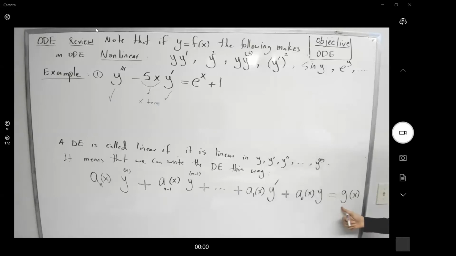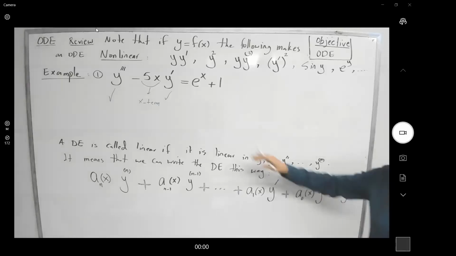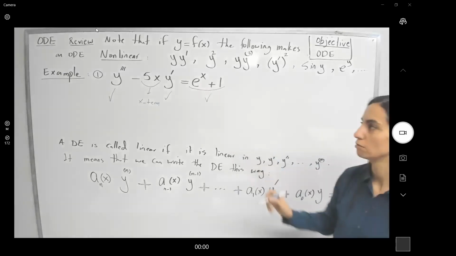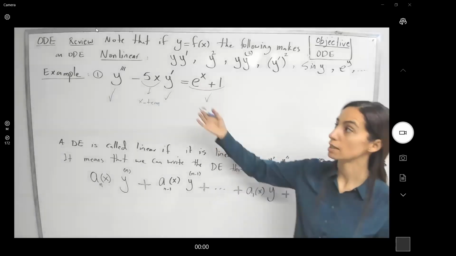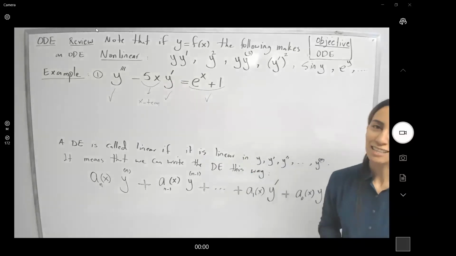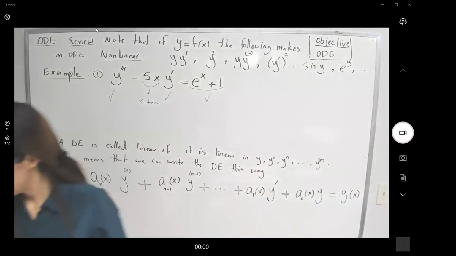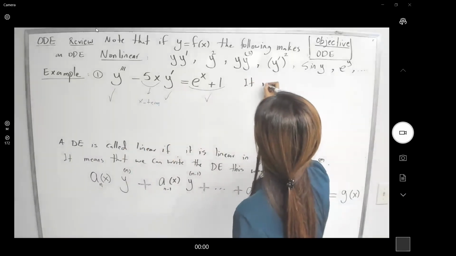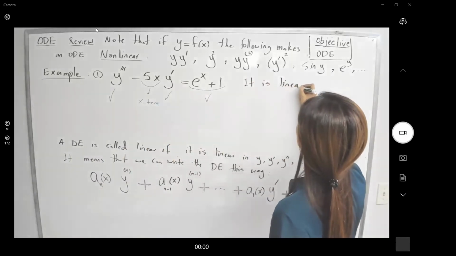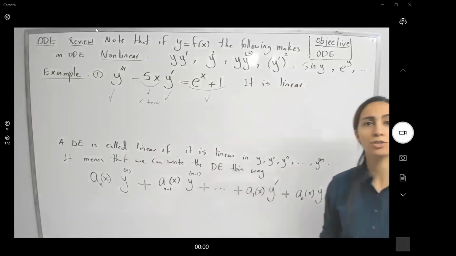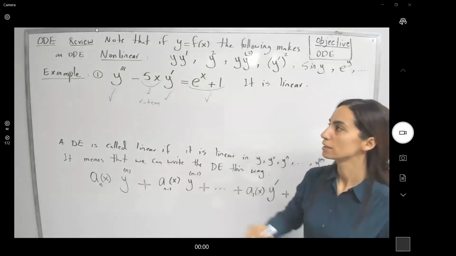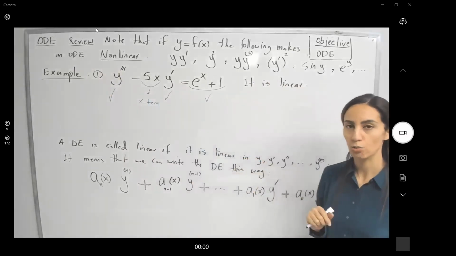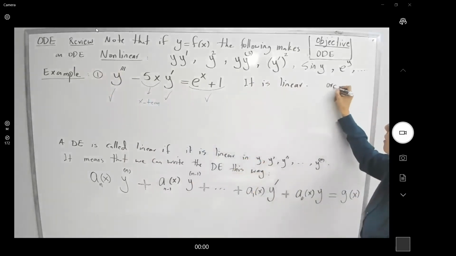On the other side, you must have a function in x. Do you have a function in x? Of course, this is my g of x. So what's the meaning of that? It means that this is a linear ODE. If I ask you what is the order, the highest order derivative in this equation, the order is 3.